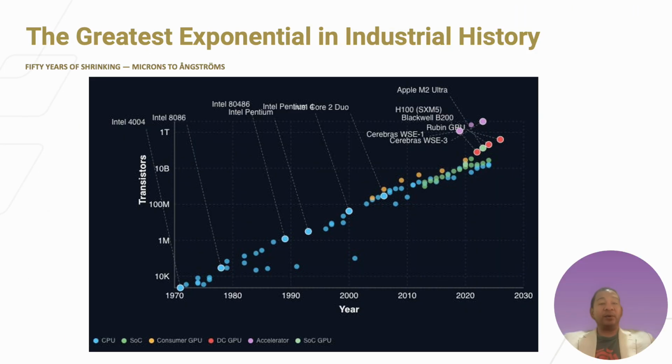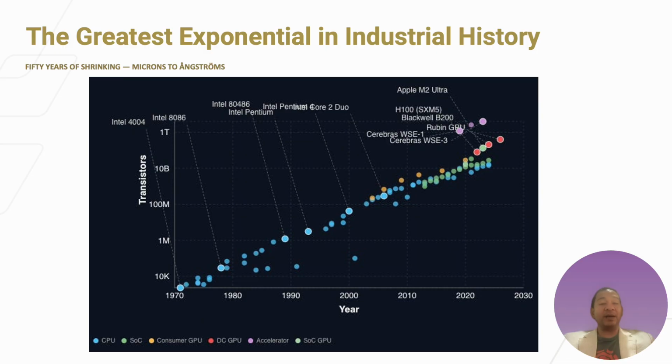Step back from the three products and you'll see one force underneath all of them. This chart plots the number of transistors in a chip over time, and notice the vertical axis is logarithmic. Feature sizes have fallen about 1,000-fold in 50 years, from 10 microns in the early 1970s to about 20 nanometers today. On a logarithmic scale, a straight line like this means exponential progress, steady compounding improvement year after year.